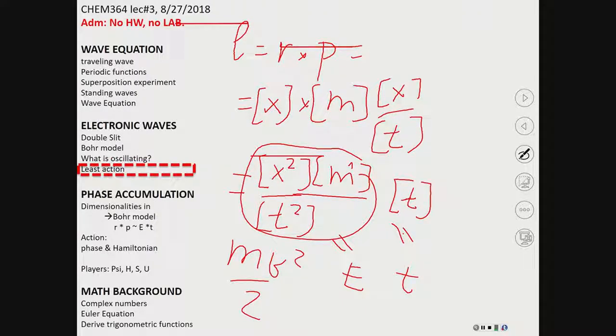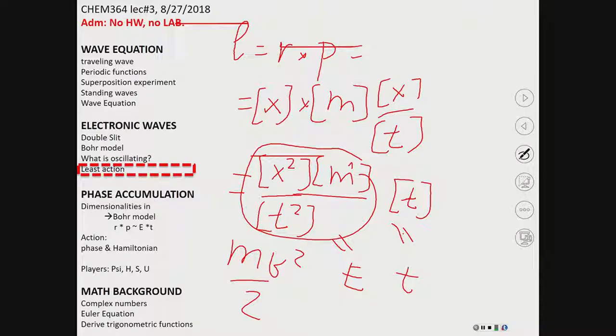So probably we will be out of time in a minute, but what I'm going to introduce next when we meet is that when the electron is moving in Bohr's model, it accumulates action along the trajectory. And it must accumulate it in integer fractions.